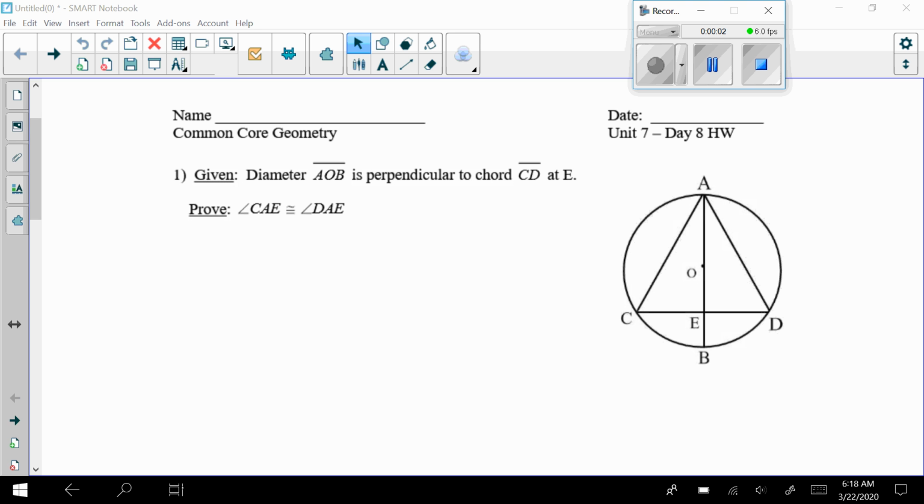Hey guys, so I was making my key, decided to just video it so that I could explain the proofs to you guys as I'm doing them. I'm going to pause it and write some and then I'll talk about it. So you should be using this to check your answers.